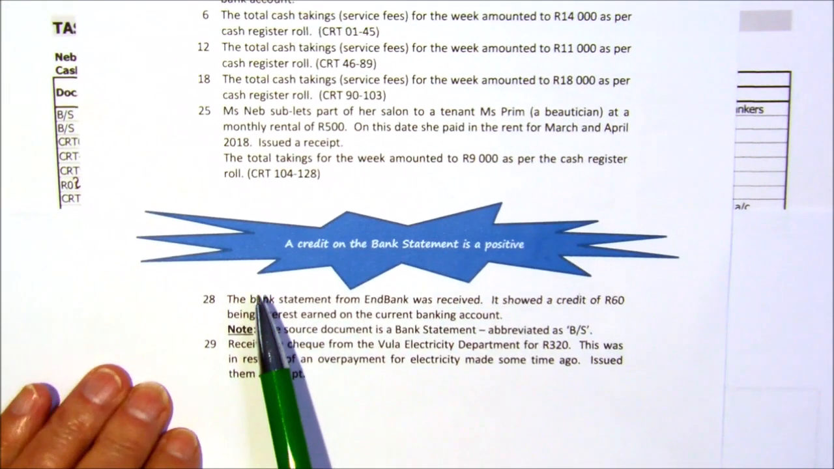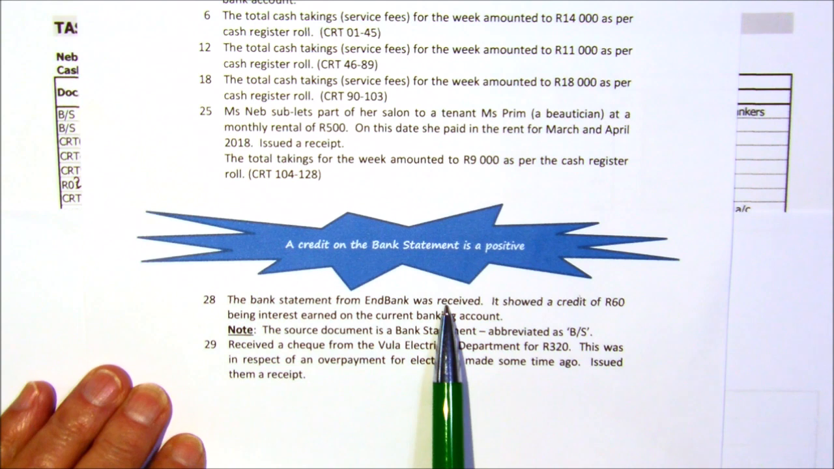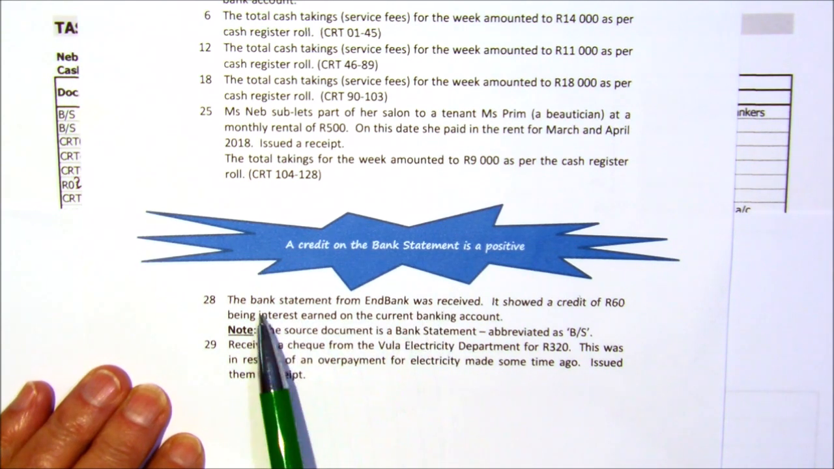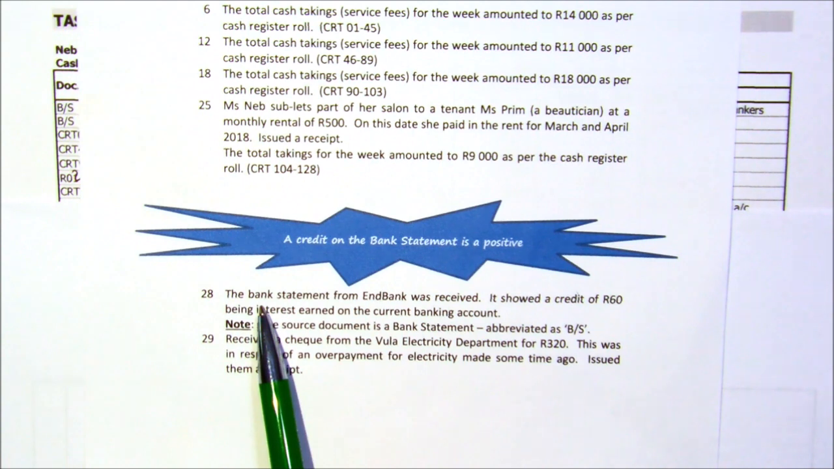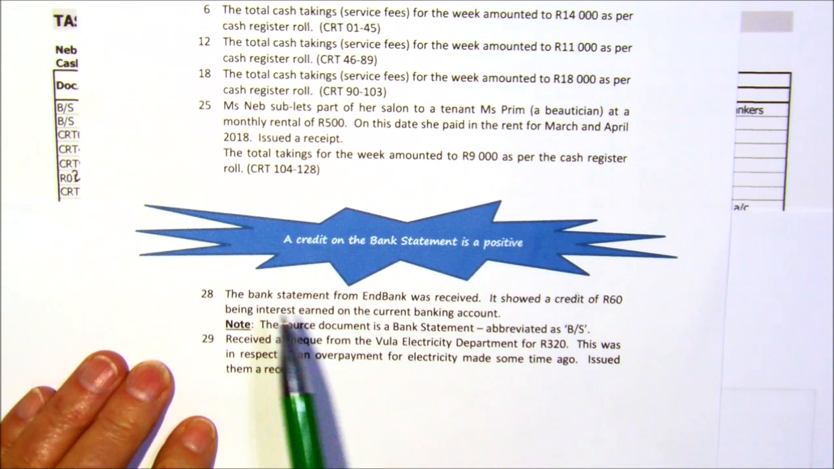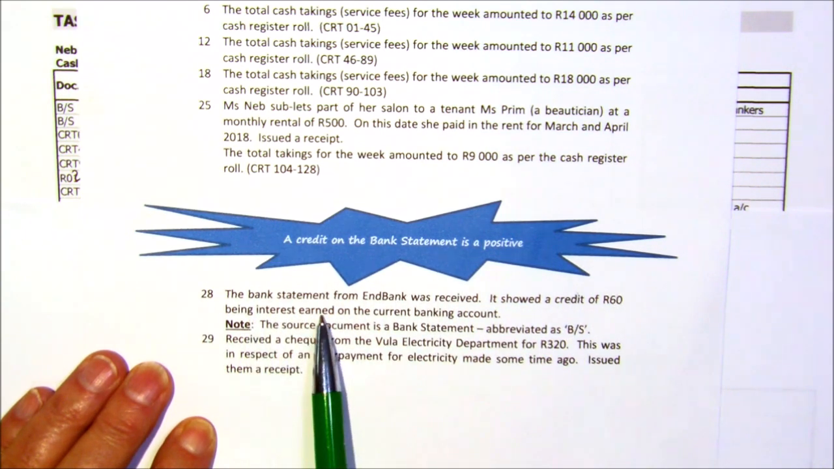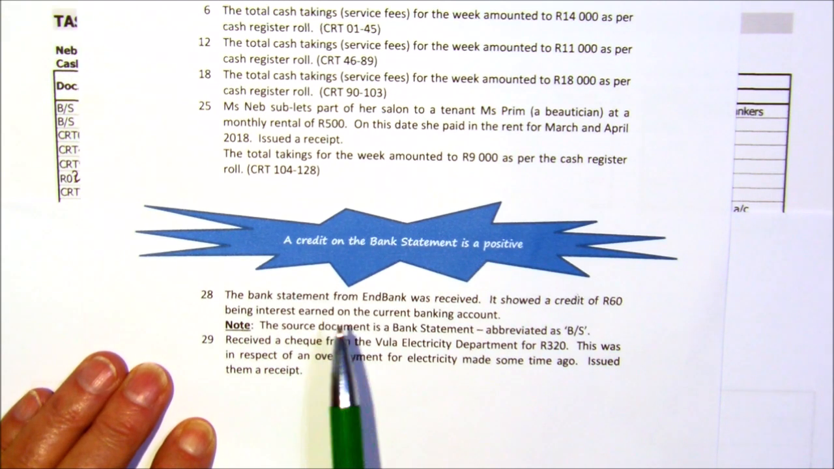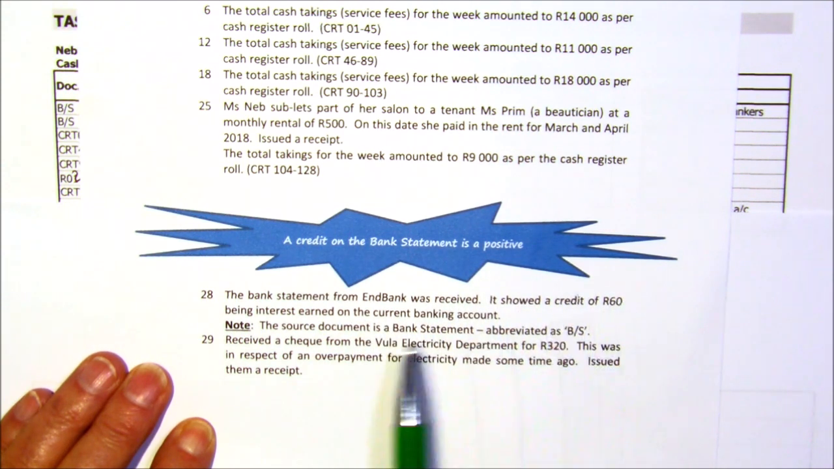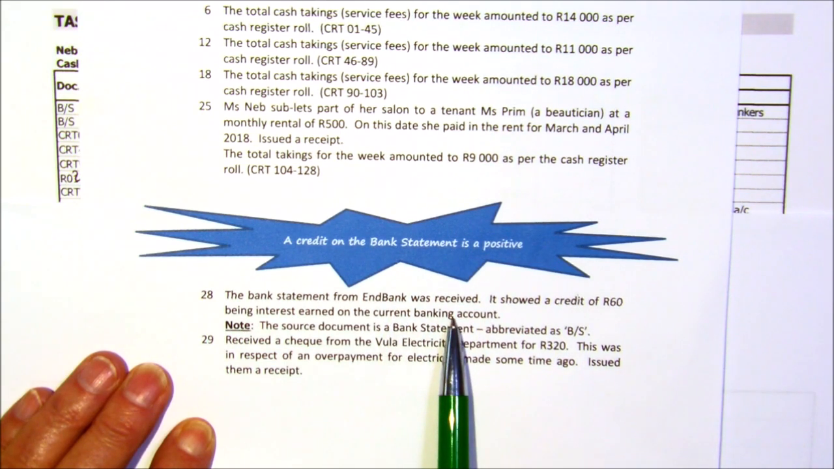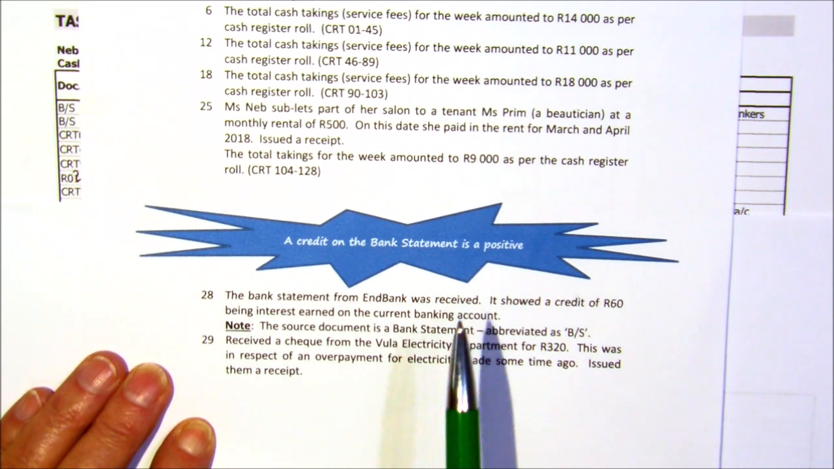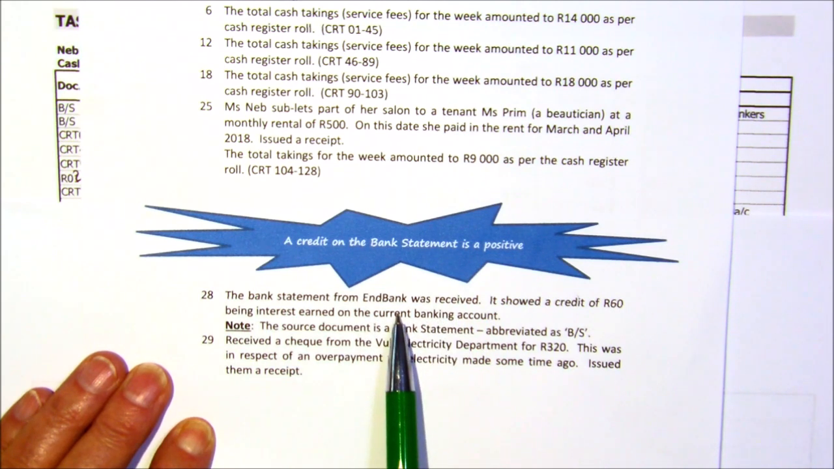Right, on the 28th, it says the bank statement from N Bank was received. Now remember, this money's been deposited into the bank, so we get a statement. Now this statement will either be sent to you, you can go onto the internet, you can go to an ATM, or you can go into the bank. We get it from our bank, and it showed a credit of 60 Rand being interest earned. The word earned tells you that you're receiving this money, you're earning it. So because you've got money in the bank, you're earning some interest. And it was earned on the current banking account. Current banking account is the bank account that we're operating with here. A bank account in which we will be able to write checks, which we'll see when we get to the cash payments.